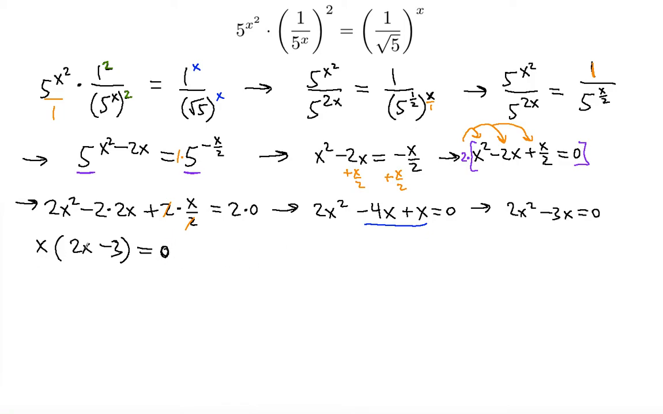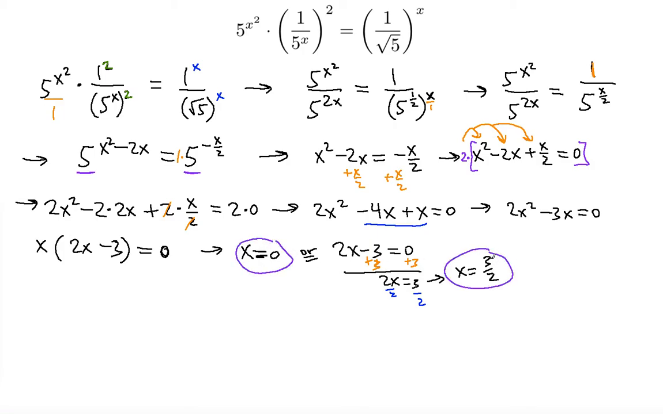So in this case, both factors can be set to 0. So x is equal to 0, the first one, or the second one is 2x minus 3 is equal to 0. In the second case, you have to still keep solving by adding 3 on both sides. And then 2x is equal to 3, so that means dividing both sides by 2 will give you x is equal to 3 over 2. So this may qualify as solutions, but before we say that they do, we have to check them both.